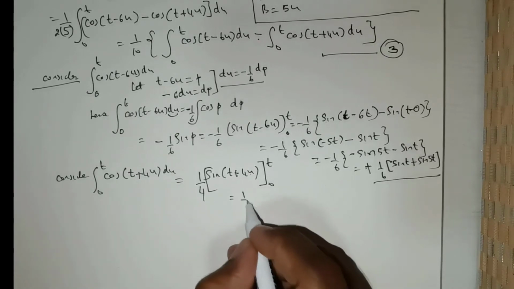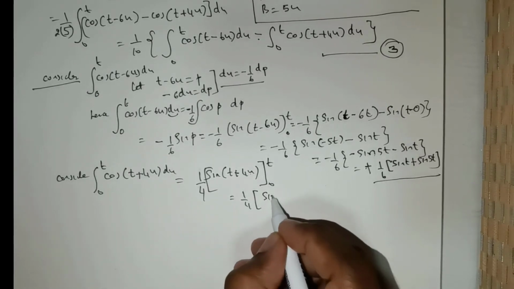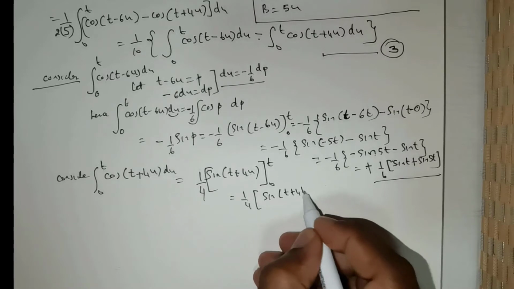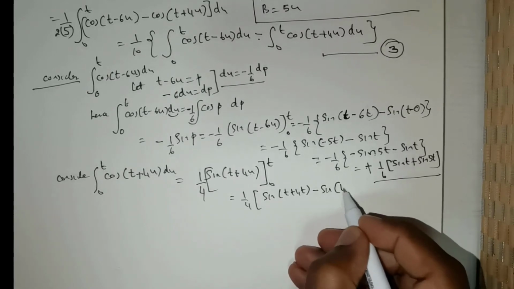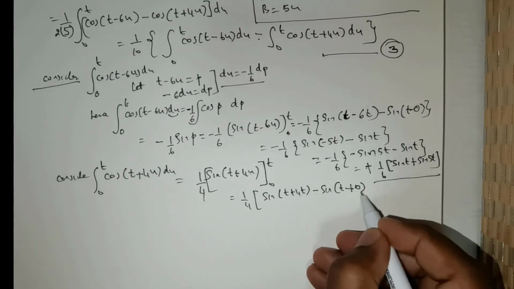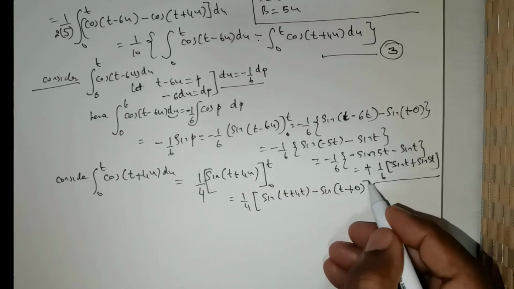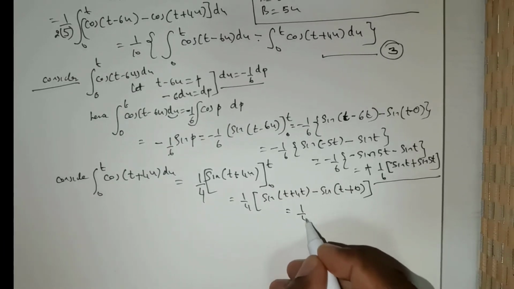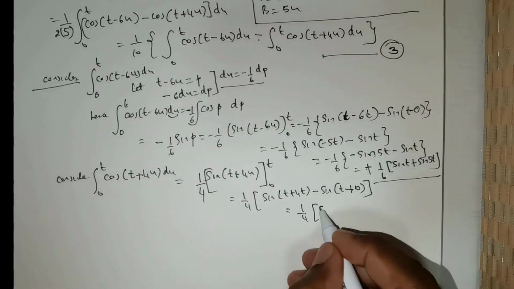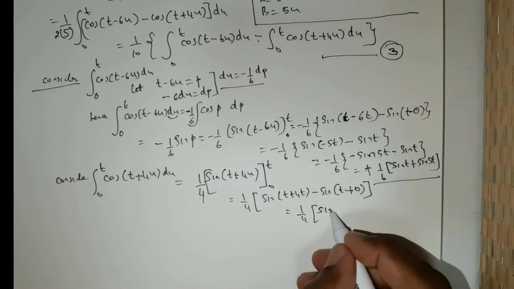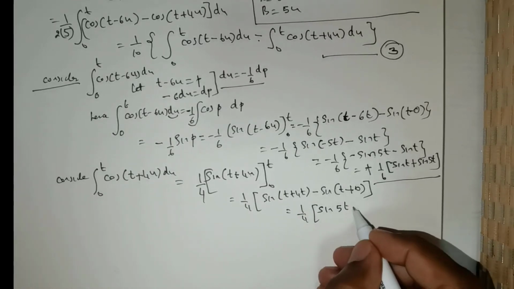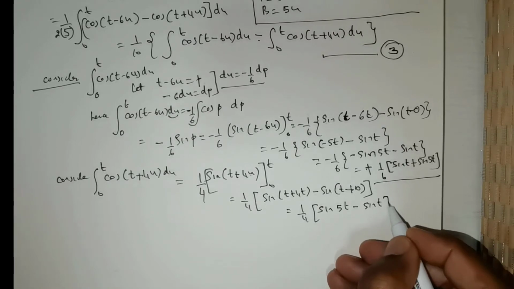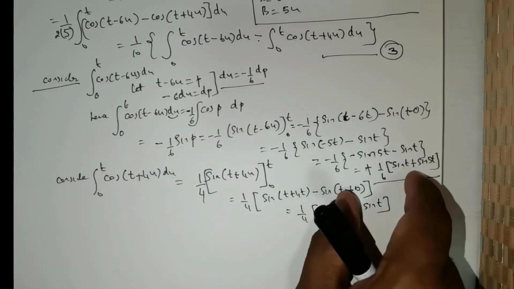So I apply the limits, and I get 1 over 4 times sine of (t + 4t) minus sine of (t + 0), because you have to substitute this value 0. So this will give me 1 over 4 times sine of (t + 4t), which is sine of 5t, minus sine t. So I got this value, and I got this value.